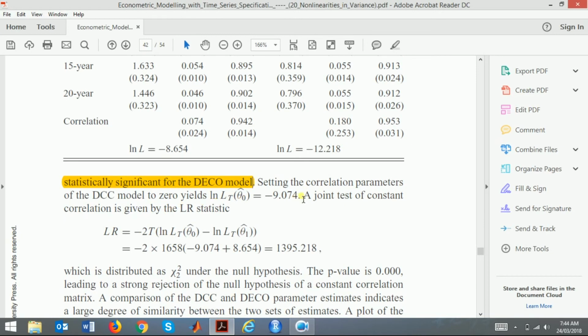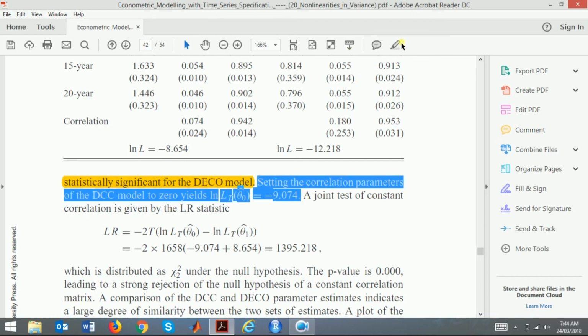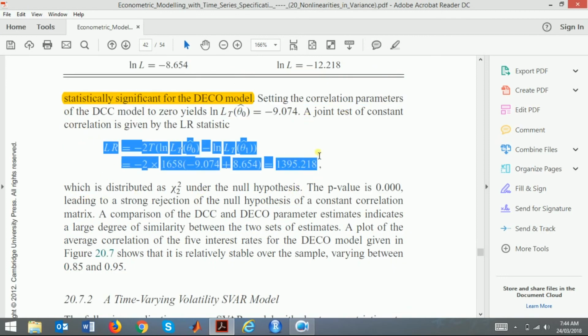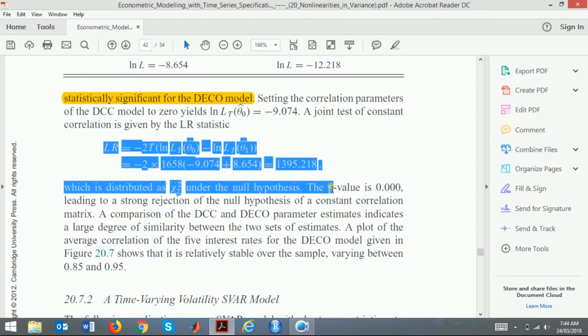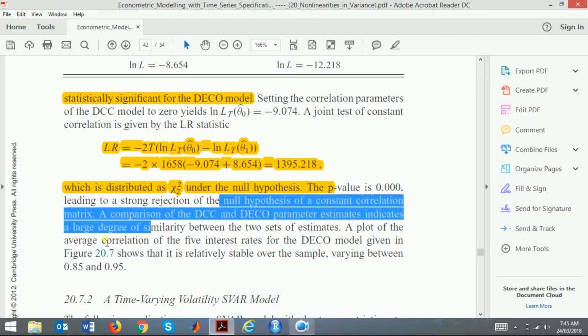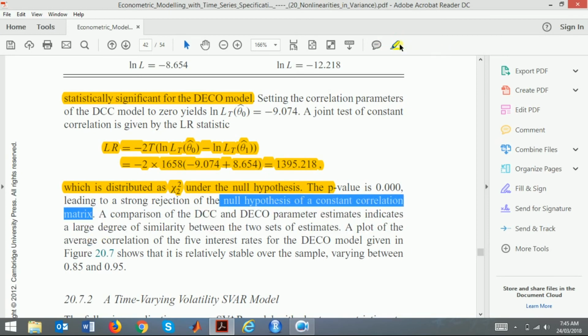The DCC model at 0 correlation gives you a log likelihood function, so a constant correlation test can be done. Running a joint test, each 0 means we reject the null that there is a constant correlation matrix.